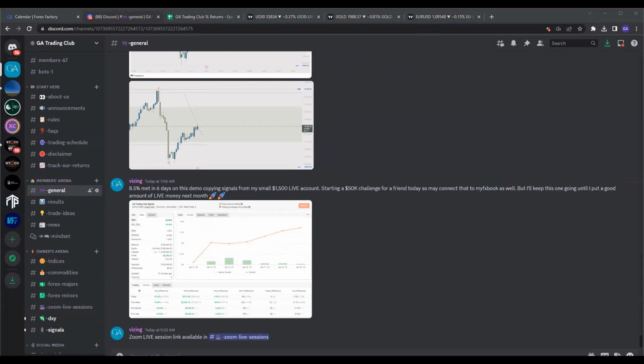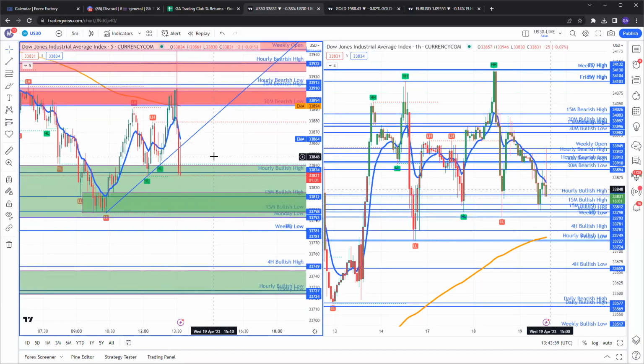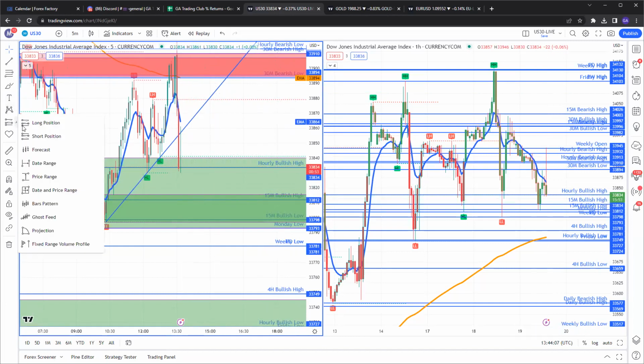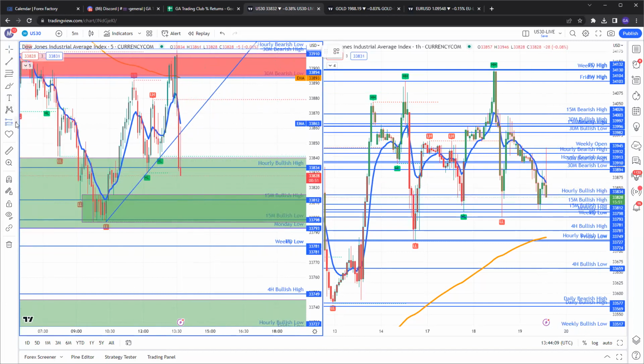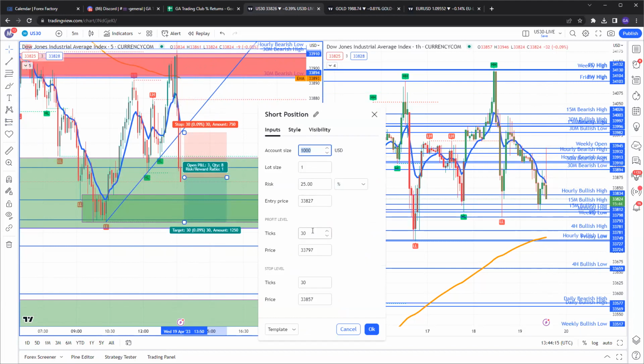So let's see how this trade is going. Okay. So the sell would be on the closure of this candle. The only thing to be aware of here is we have an hourly bullish high. We also have a demand zone within a demand zone. So honestly, for this position, I would feel better taking 100 pip stop loss and TP.